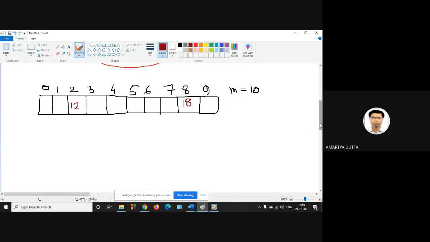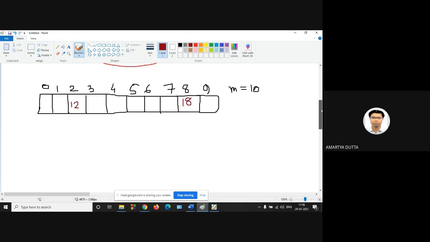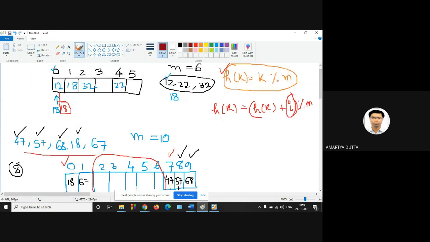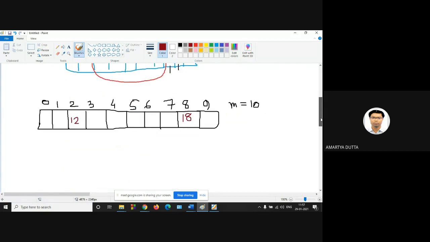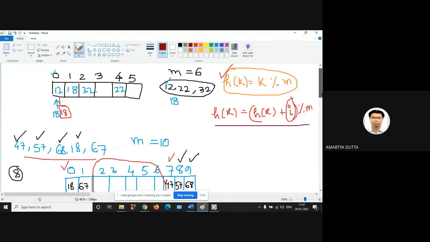Are you getting the idea? If you have any doubts, please clarify. The simple formula: h(k, i) = (h(k) + i) mod m, where i is the number of attempts if a collision occurs.